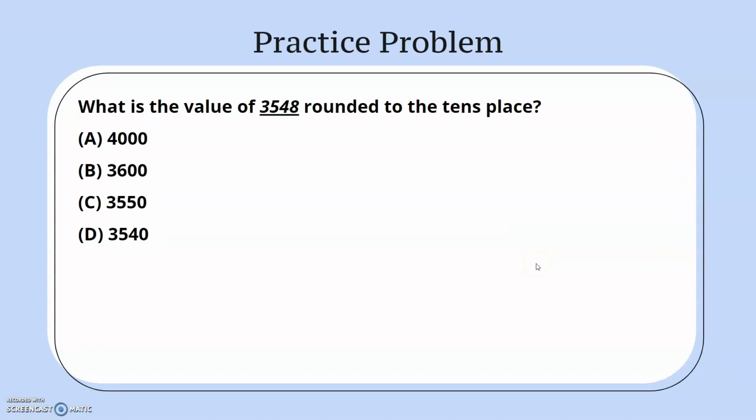So here's a quick practice problem. What is the value of 3,548 rounded to the tens place? A, 4,000, B, 3,600, C, 3,550, or D, 3,540. I'll give you a few seconds to pause the video, work this one out, and when you're done, unpause and we'll get into the explanation of it.